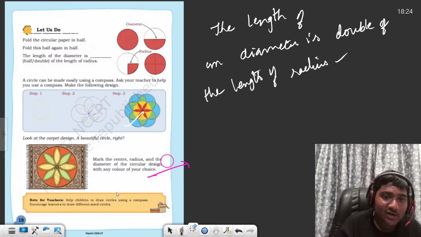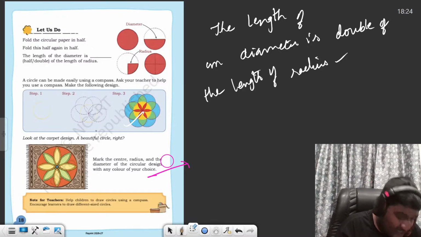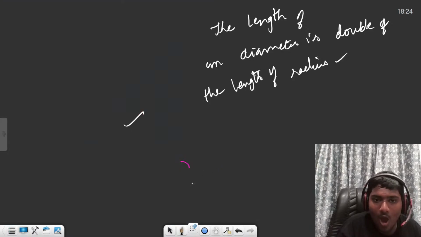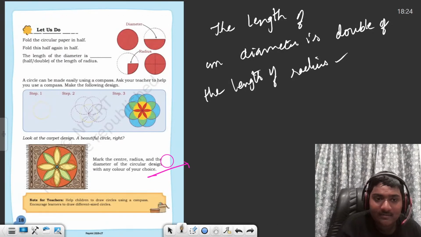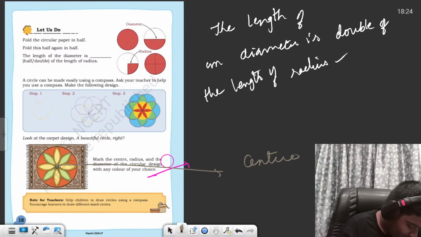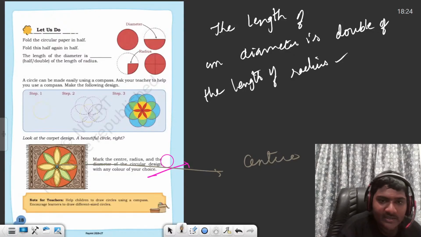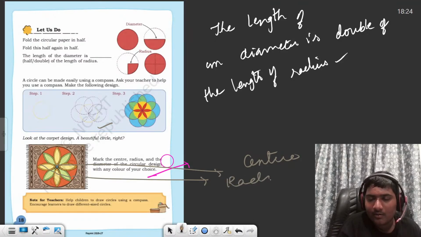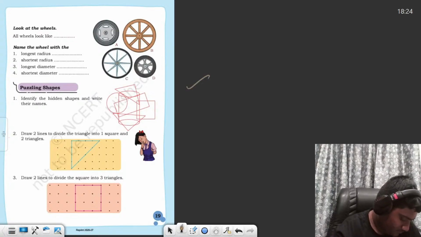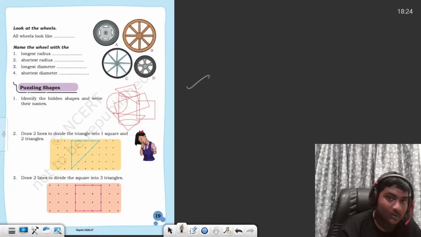Okay, children. Mark the center and the radius and diameter of the circle. So this will be the center. Wait, children. So which will be the radius, children? So wait. This will be the radius and the whole will be the diameter. Okay. So all wheels look like circles.